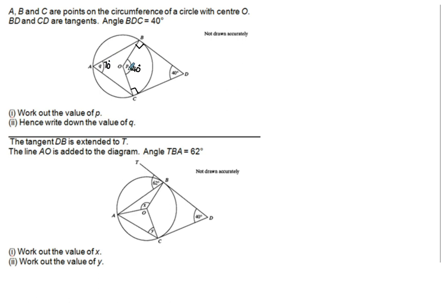What do they want to know? P and Q, obviously. So work out the value of P. So P is 140. And then you've got to give the reasons. So the first thing you say is angle BCD and angle CBD equal 90 degrees. Radius meets tangent.